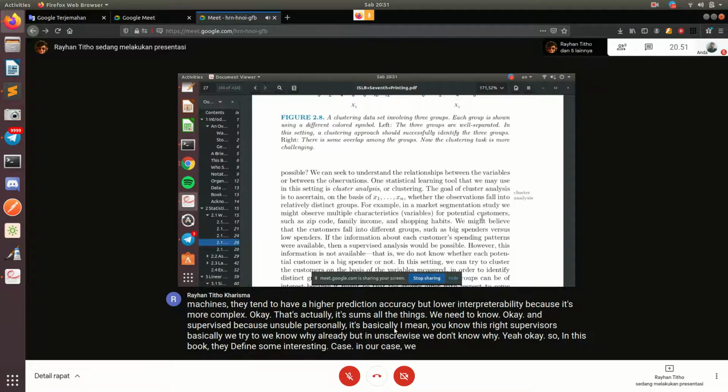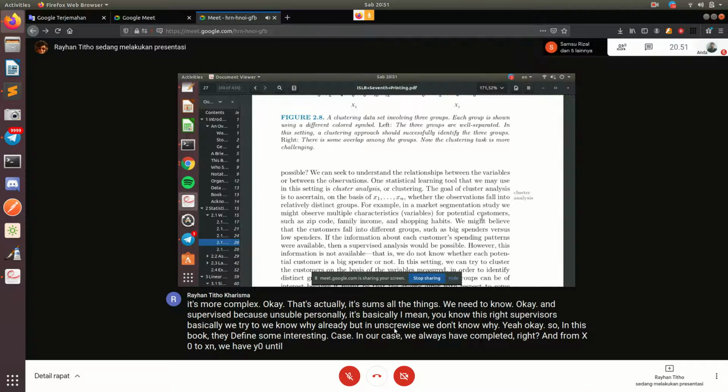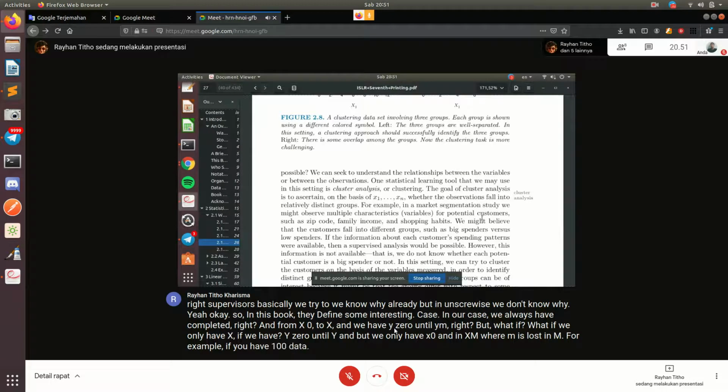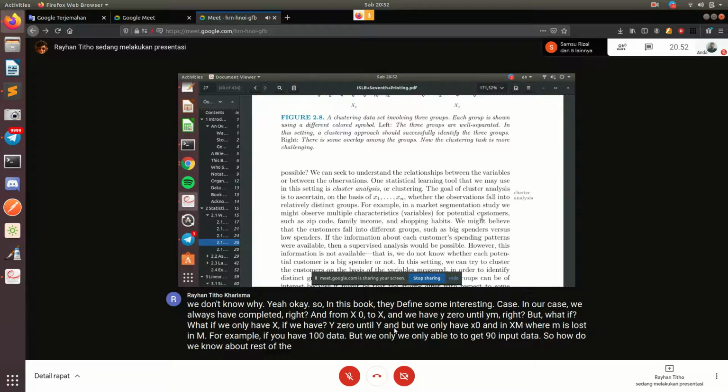In our case, we always have complete data, right? From x0 till xn, we have y0 until yn. But what if we have y0 until yn, but we only have x0 until xm, where m is less than n? For example, if you have 100 data, but we are only able to get 90 input data. So how do we know about the rest of the data?